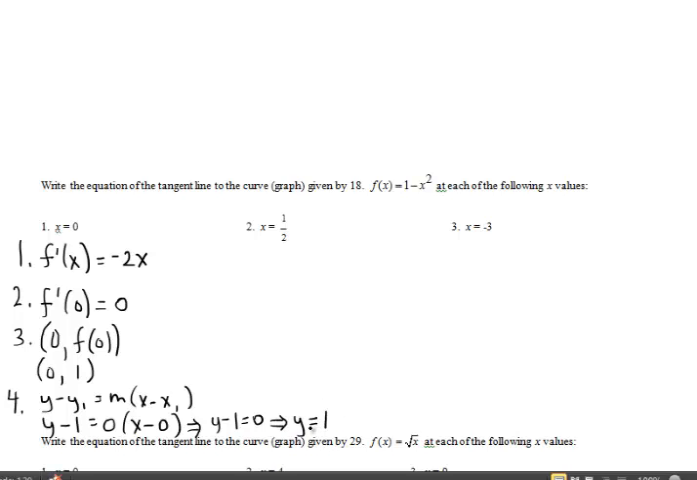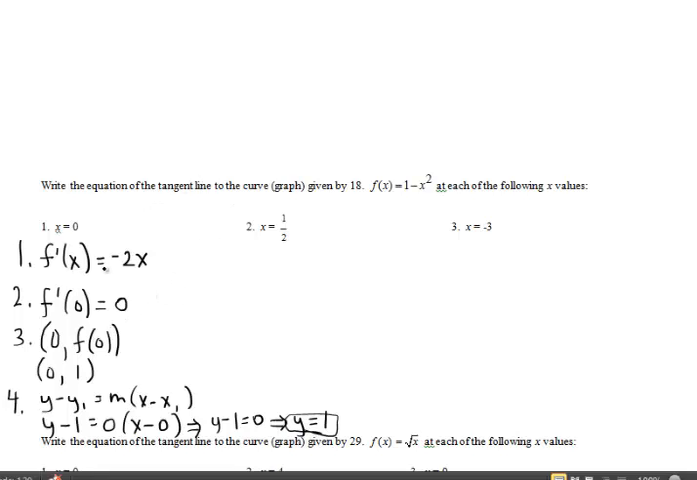And think about that for just a minute. That's a horizontal line, and the slope of any horizontal line is 0. So it makes sense that our answer should be the equation of a horizontal line, y equals 1 here. So that's kind of an unusual situation. But I just wanted to model for you what's being requested of you on this worksheet right here.